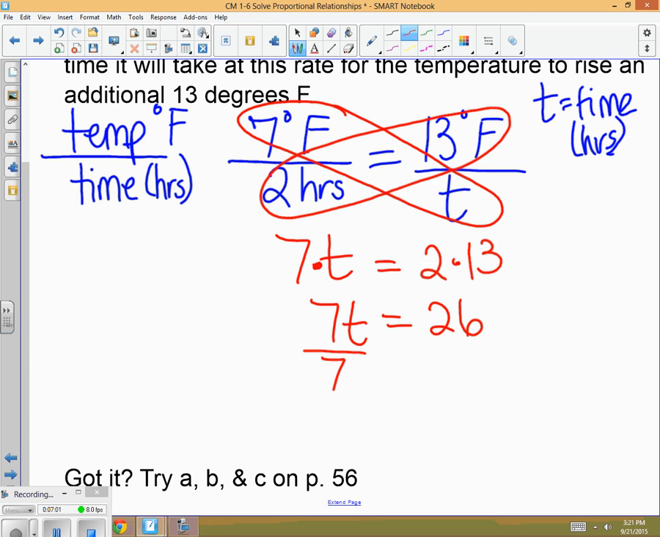7. Since there's multiplication here, the way to undo the multiplication is to divide, the inverse property. So since I divided the left side by 7, I have to keep it equal, so I'm going to divide the right side by 7 too. 7 divided by 7 cancels out to 1, and 1t, or written just as t, equals 26 over 7. Please use a calculator, and you will find that t equals 3.7. So the amount of time it will take is 3.7 hours.